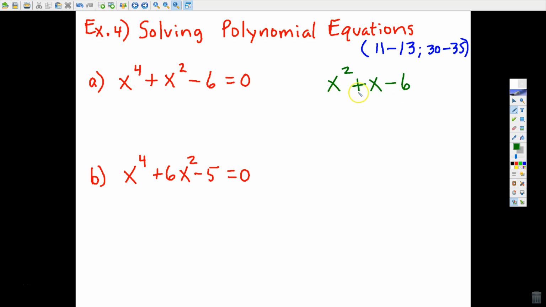Anybody want to volunteer to factor this green quadratic trinomial? Factors of -6 that add up to +1. Anybody want to take a stab at it? Kyle, what do you think? Any factors of -6 that add up to +1? +3, -2. Remember that? Everybody remember that? Give me some feedback. Okay.